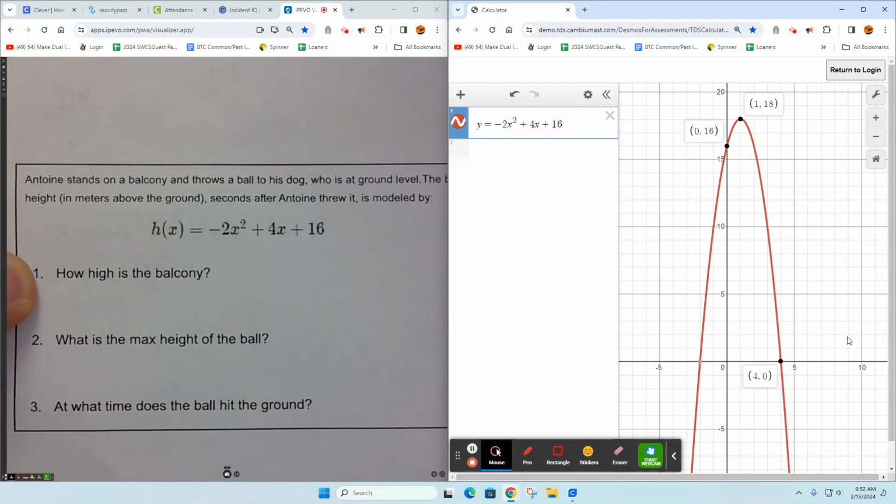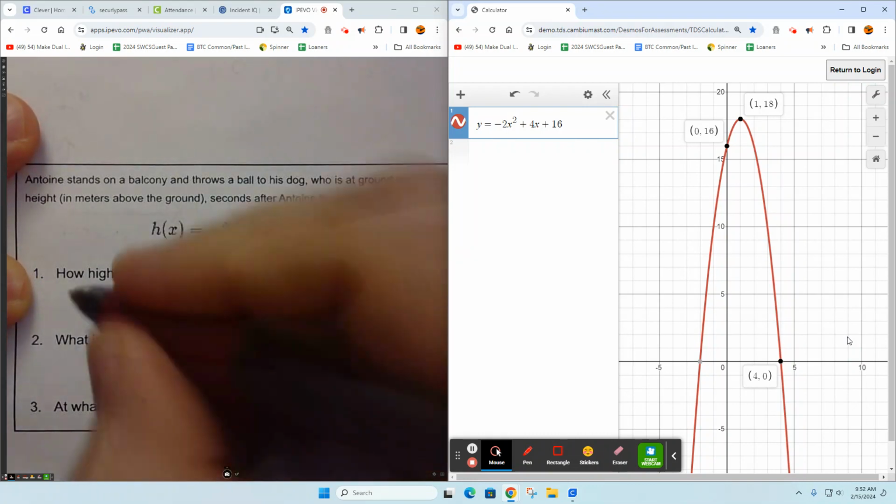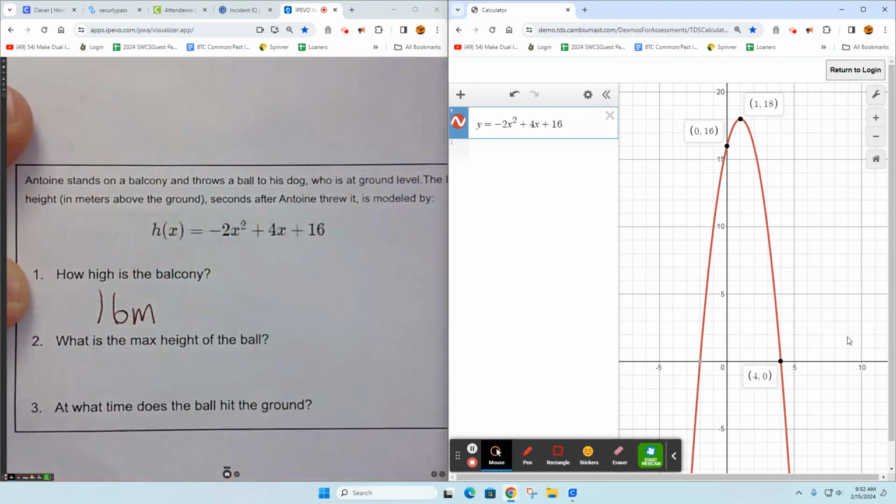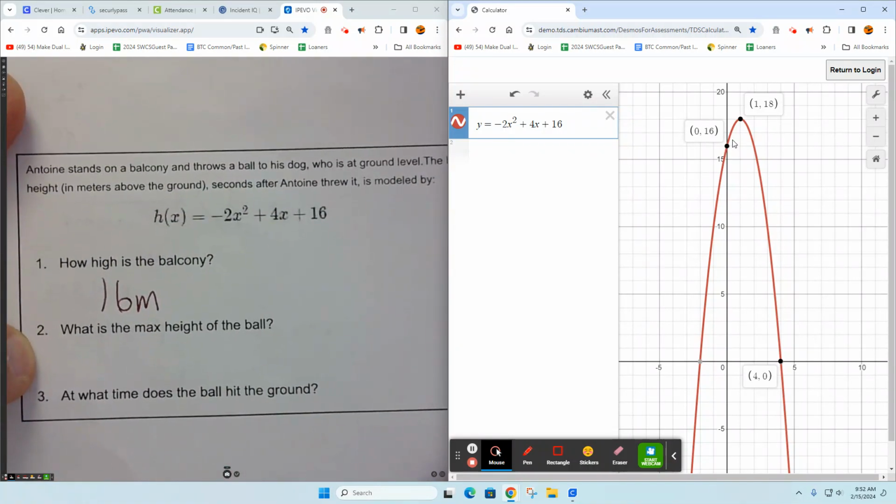How high is the balcony? Yeah. 16 meters. So we know that because, boom, that's where he threw it from. What is the max height of the ball?